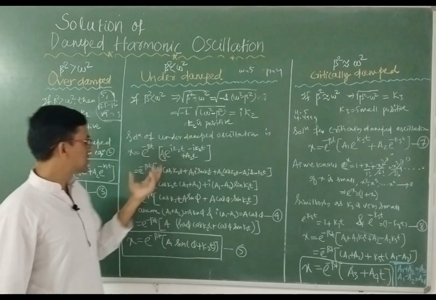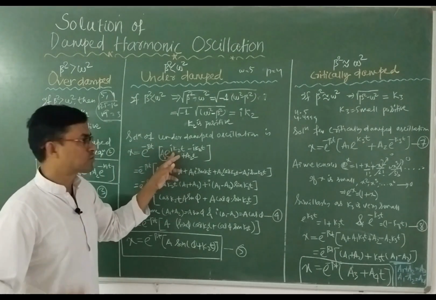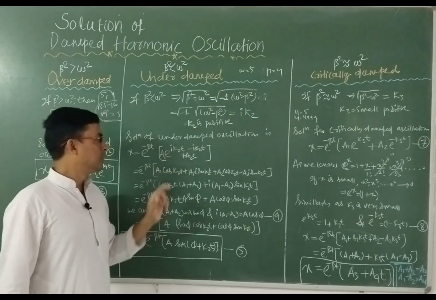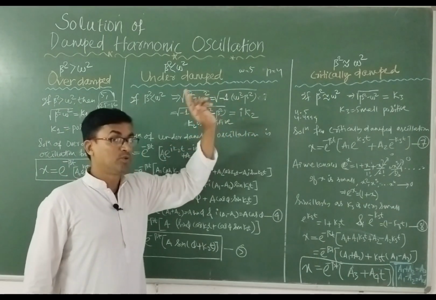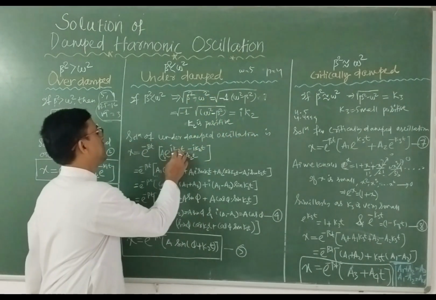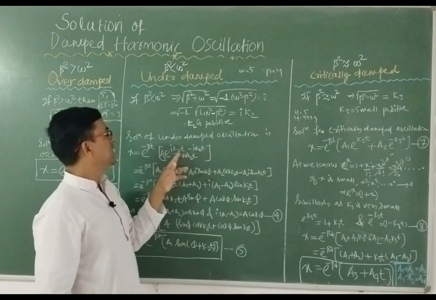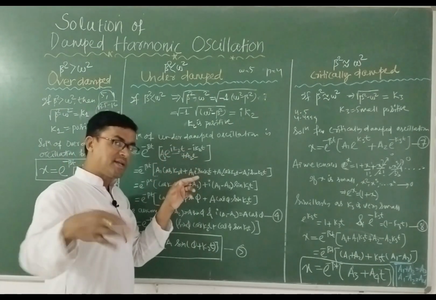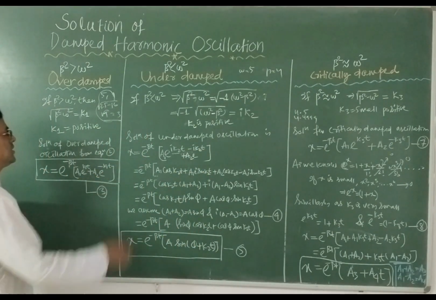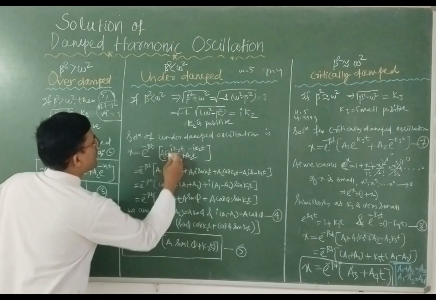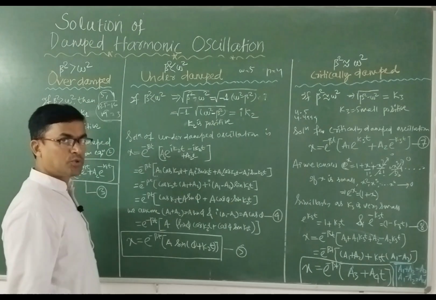Similarly, for the underdamped case, the same rule: e to the minus beta t, a1 e to the power i times the square root of beta square minus omega square, which is k2, so k2t. Sorry, it is ik2, not k2. So instead of the square root of beta square minus omega square, we write ik2t. Similarly, plus a2 e to the power minus ik2t. So here the solution is x equal to e to the minus beta t, a1 e to the power ik2t plus a2 e to the power minus ik2t.